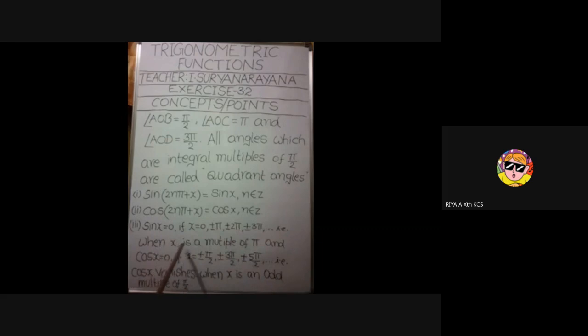That is, if x is a multiple of pi, then sin x value is 0. Similarly, cos x value is 0 if x is equal to plus or minus pi by 2, plus or minus 3 pi by 2, plus or minus 5 pi by 2 and so on. That is, cos x vanishes. Cos x vanishes means cos x value is 0 when x is an odd multiple of pi by 2. Okay, my dear children? Understood this point, my dear children? Right.